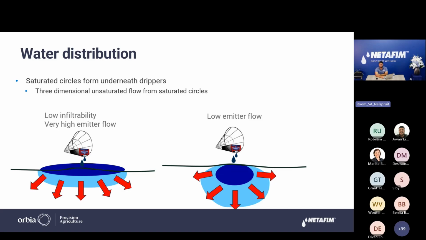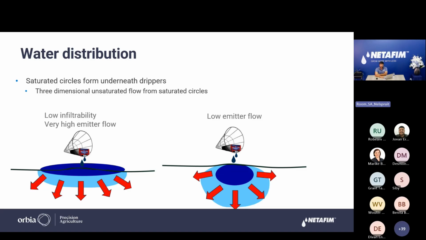What we must also consider here is to find that balance. If you have a very low infiltrability soil, then the gravity forces that pull on that water can exceed your capillary forces with a high emitter flow rate. That tends to move the water in a narrower band downwards because of those gravity forces pulling. So the lower flow emitter also helps us with low infiltrability soils.